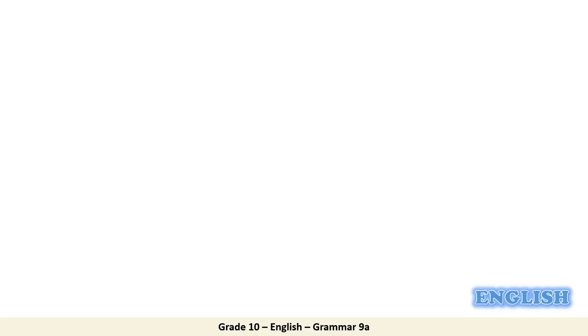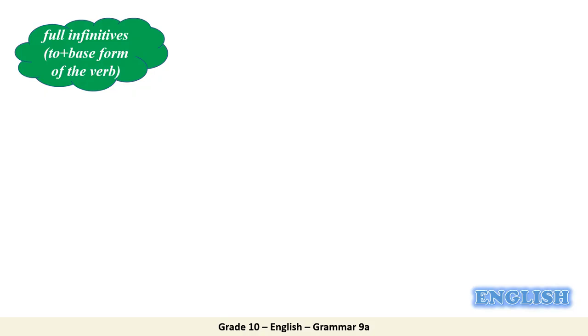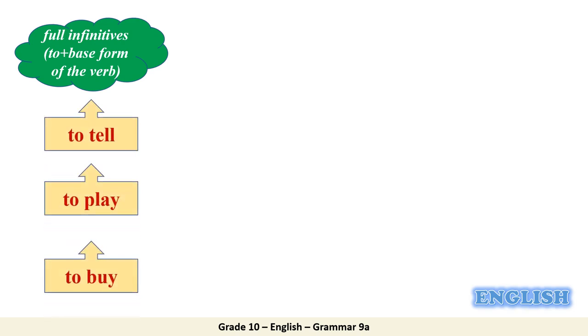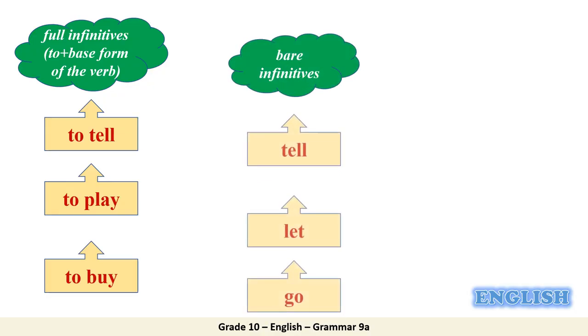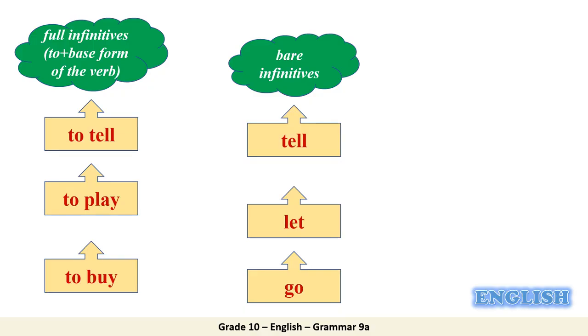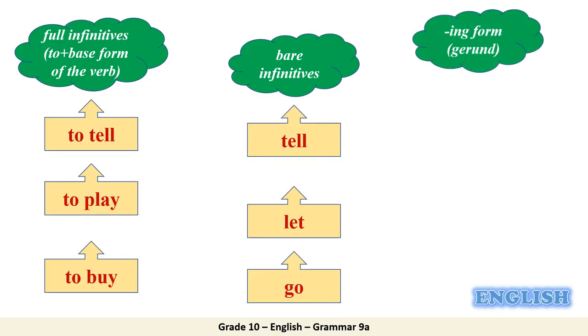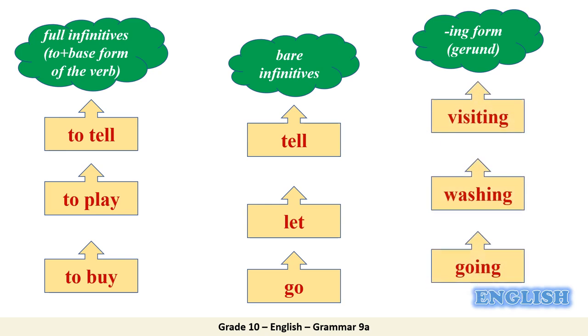Okay, as you can see, the first group of words are called full infinitives. We have to plus base form of the verb. We have to tell, to play, to buy. The second group of words are called bare infinitives. We have tell, let, and go. And the last one is the ing form words, or we call them the gerund. And here we have visiting, washing, and going.